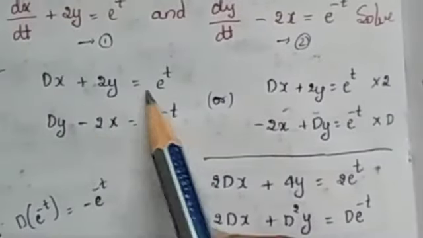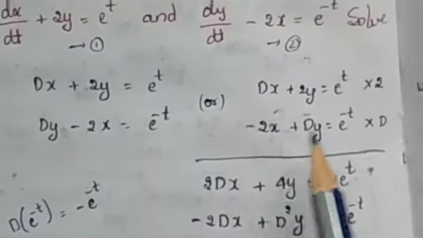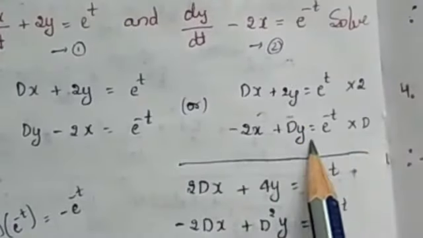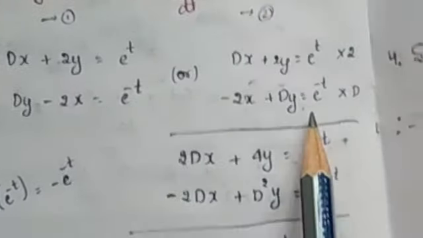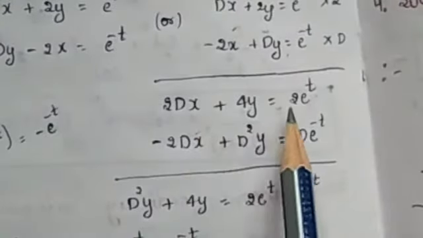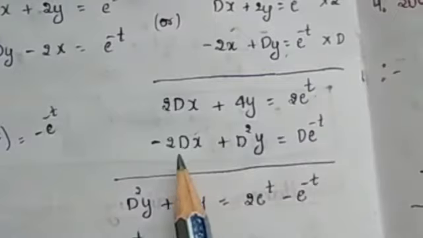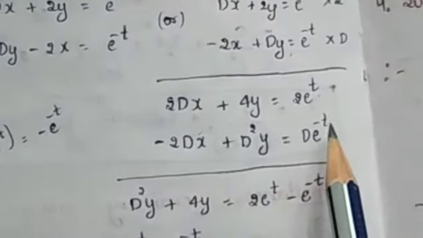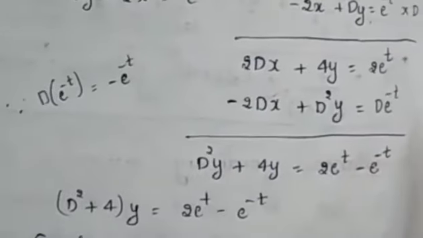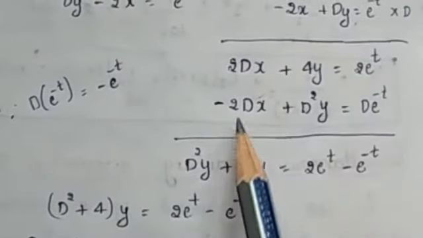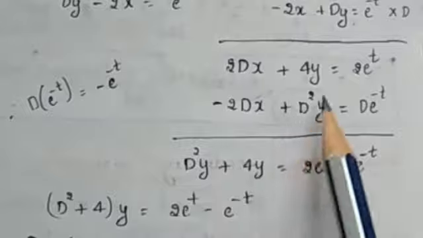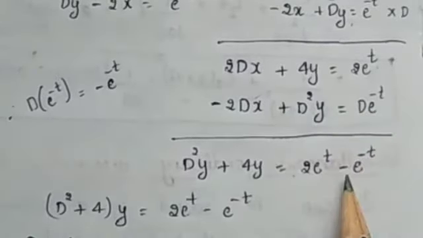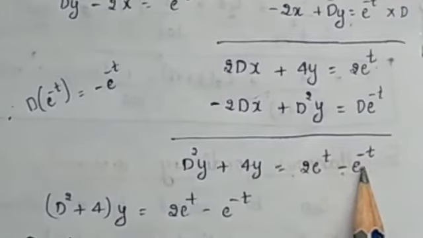For solving these equations, you multiply 2 to the first equation and D to the second equation. Then you get 2Dx + 4y = 2e^t and -2Dx + D^2 y = D e^(-t). Then 2Dx and -2Dx get cancelled, so D^2 y + 4y = 2e^t - D e^(-t).